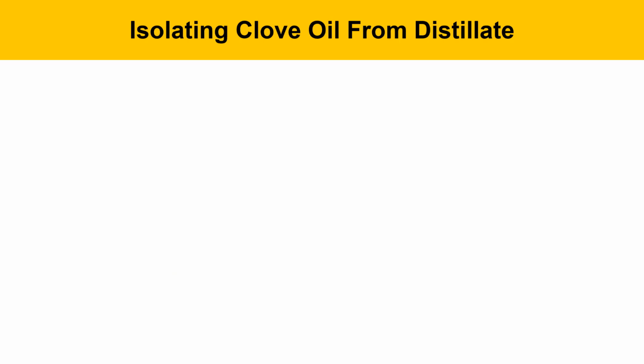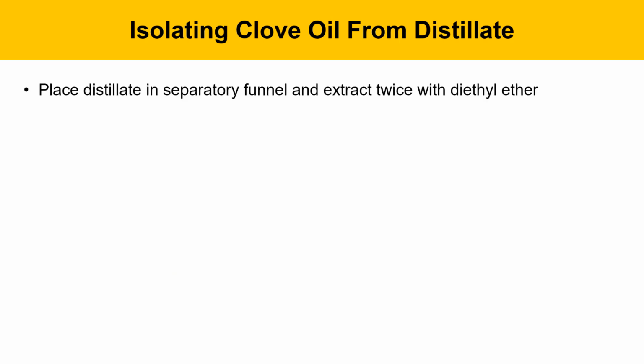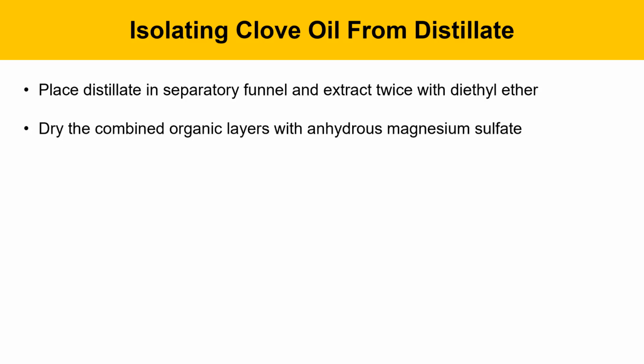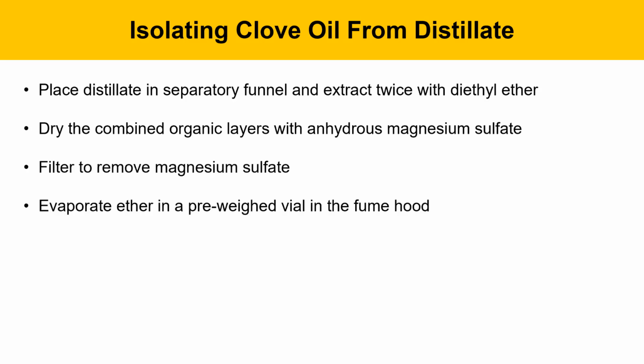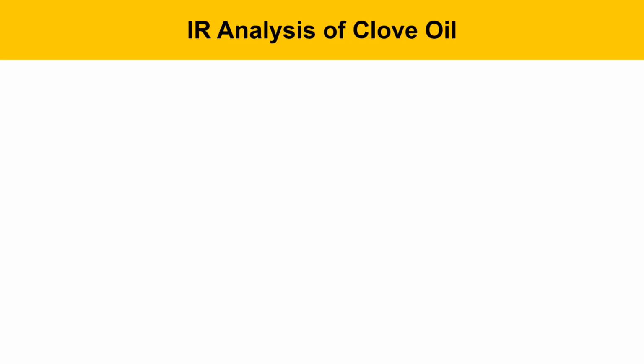Isolating clove oil from the distillate is going to proceed by putting the distillate in a separatory funnel and extracting twice with diethyl ether. We're going to then dry the combined organic layers with magnesium sulfate. We'll filter to remove the magnesium sulfate. We'll evaporate ether in a pre-weighed vial in the fume hood. And then we'll measure the mass of clove oil and record it by difference. Then we'll proceed to do IR analysis of the clove oil.